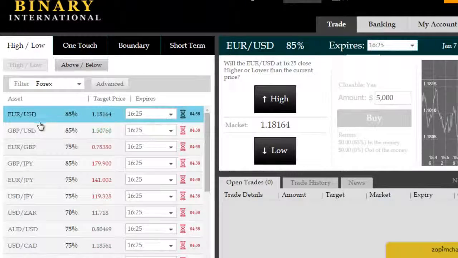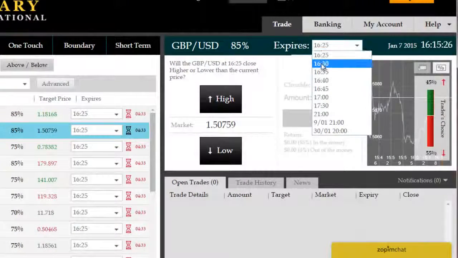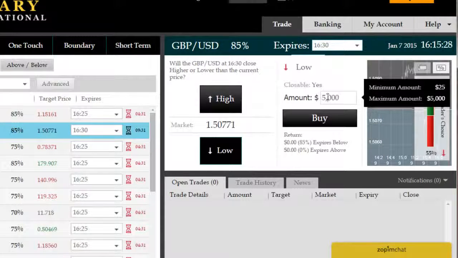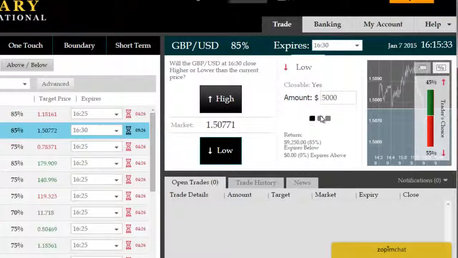Price is most likely going to bounce off of that short reversal zone. So we'll go for a low trade here for 15 minutes. Going to choose the 16:30 expiry. Go low here on the GBP USD, investing 5,000 into this trade and hit buy.